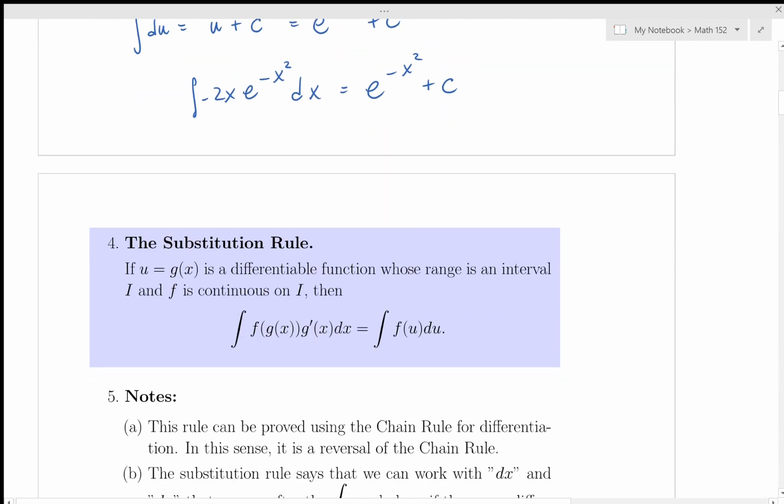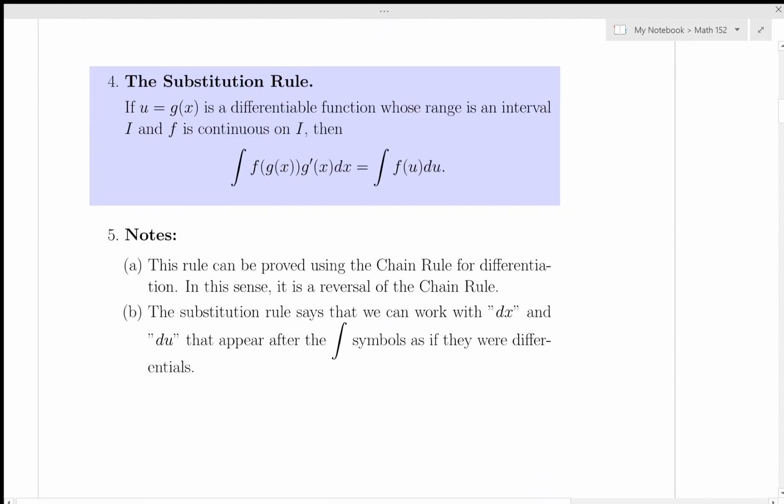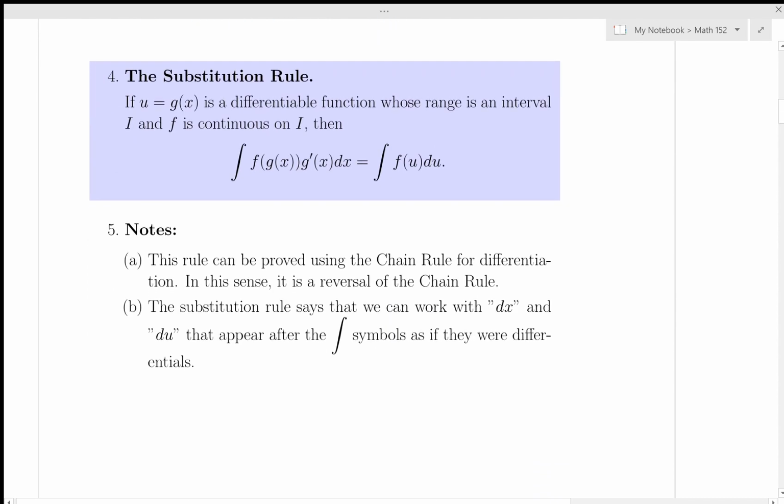Okay, the substitution rule, here it is. If u equals g of x is a differentiable function whose range is an interval I, and f is continuous on I, then we have a statement here that the integral of f evaluated at g of x times g prime of x dx is the integral of f evaluated at u du. Okay, so that is the basis of the substitution rule.